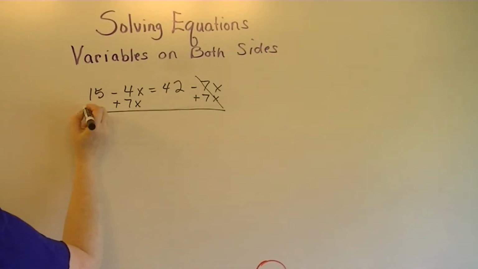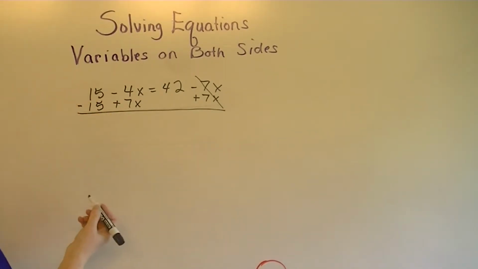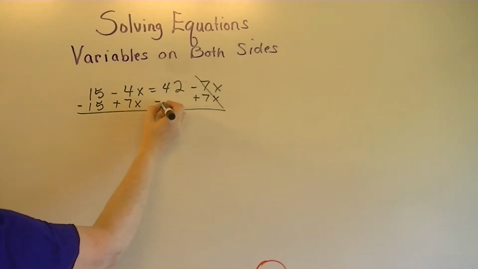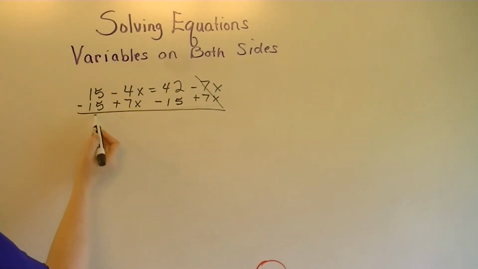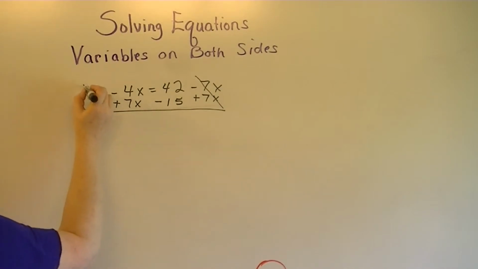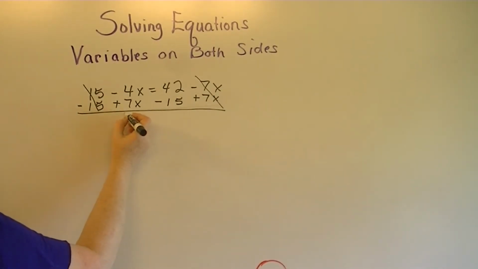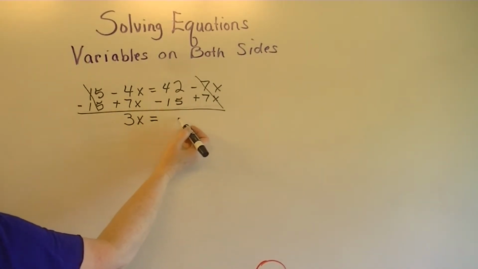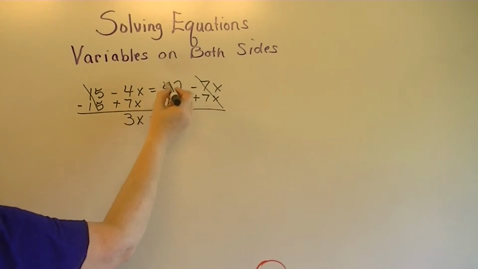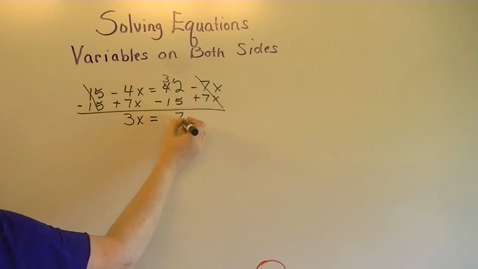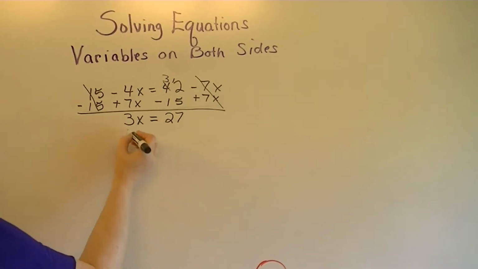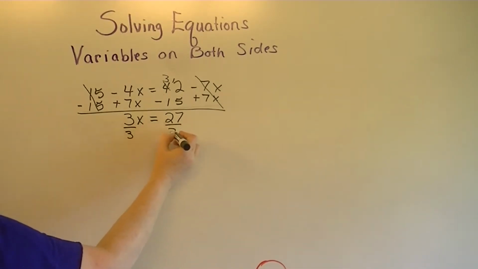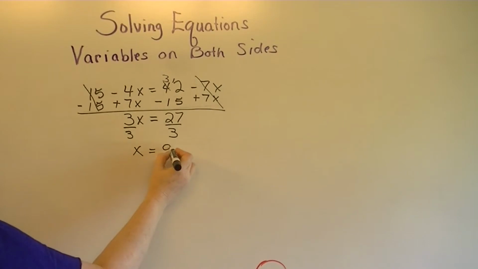Now, at the same time, I'm going to move my constant, my plain number that doesn't have a variable, to the other side. By taking the opposite, it was positive and now it's negative, so that goes away. And I combine these, and I get positive 3x, and then I'm going to have to subtract these, 27, and then I divide through both sides by 3, and I get x equals 9.